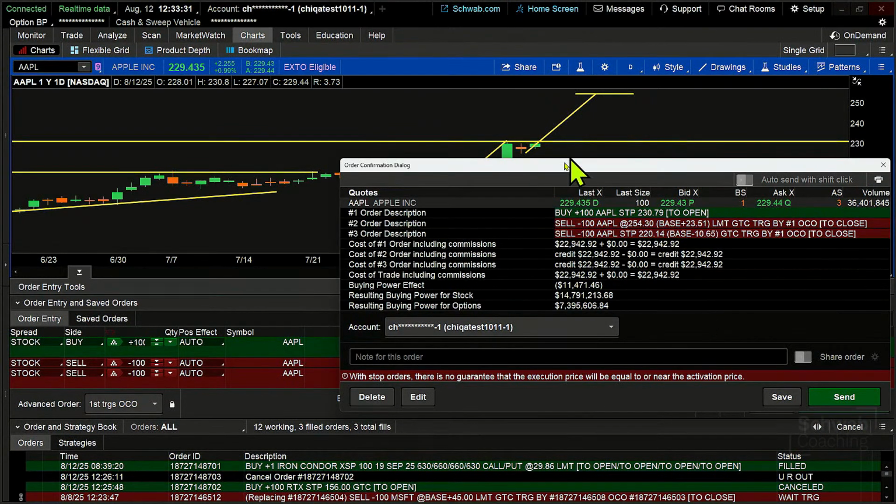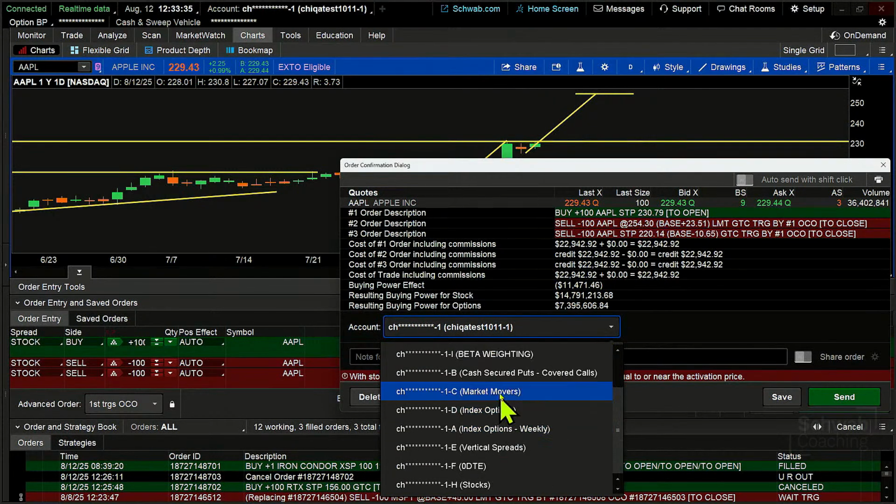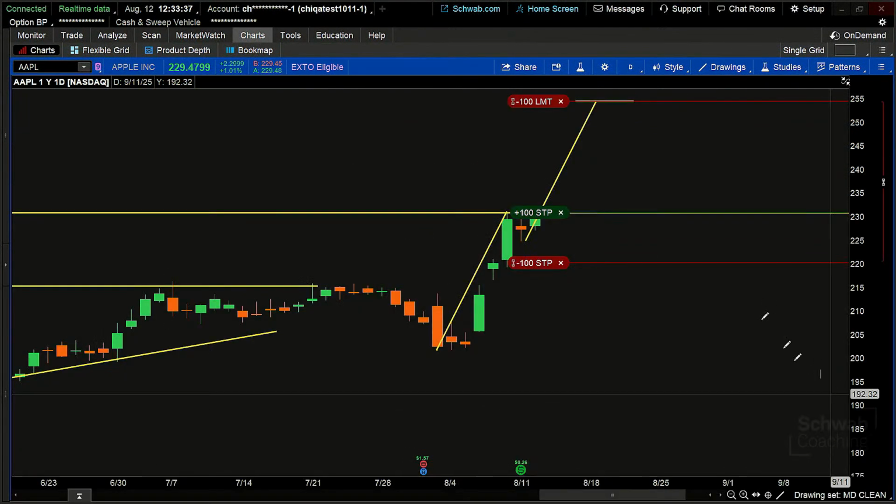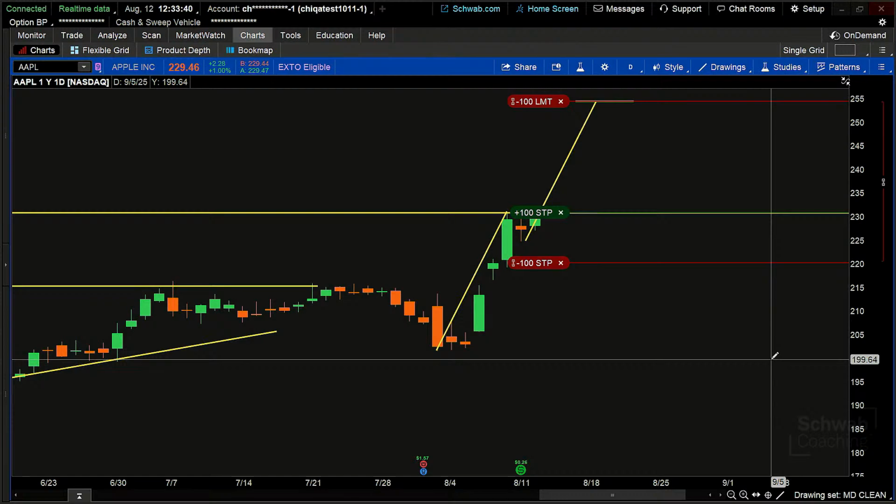We'll click on confirm and send, read through the order, make sure that that's what we want it to do. I'll put it in our market movers group just so we know where it is, and I'll click on send, and there it is. Now we're risking 1 to maybe make 2.5 in this particular case. Okay, so that would be another bull flag, another example of a bull flag.